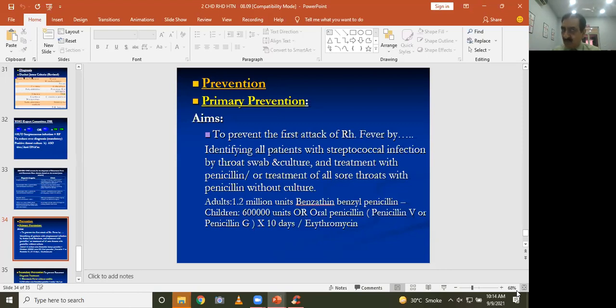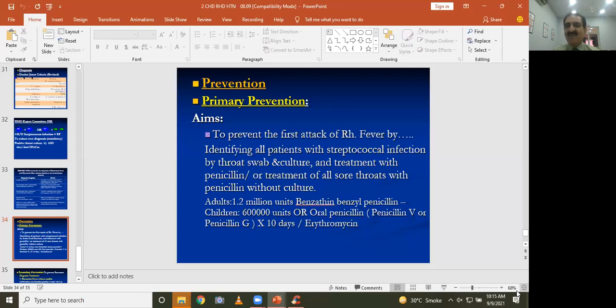And to children below 12 years of age, you give 6,000 units of benzathine penicillin, or you can give oral penicillin for 10 days. And if the person is allergic to penicillin, then you give another choice, that is azithromycin.